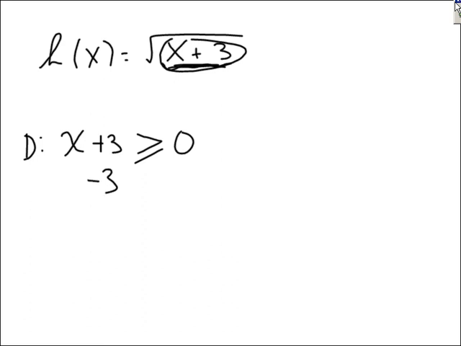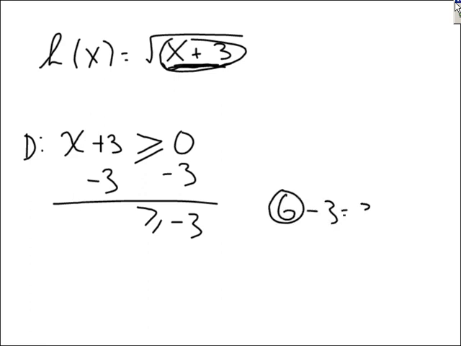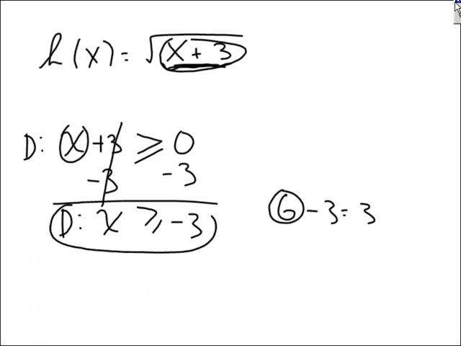Solve for x. Take away 3 from both sides. 0 minus 3 is not 3. I know that isn't true because 6 minus 3 is 3. 0 minus 3 is not 3. Okay, and 3 minus 3 is 0, so you're just left with x. The domain is x's have to be greater than or equal to negative 3.